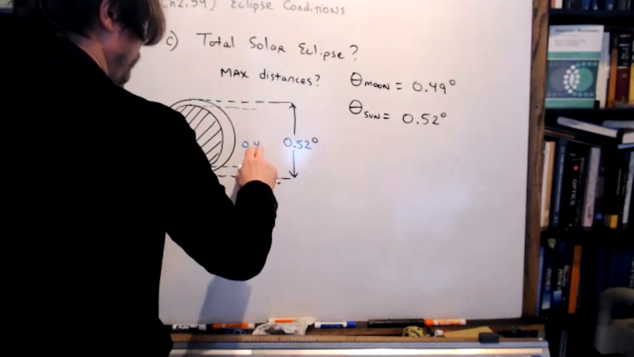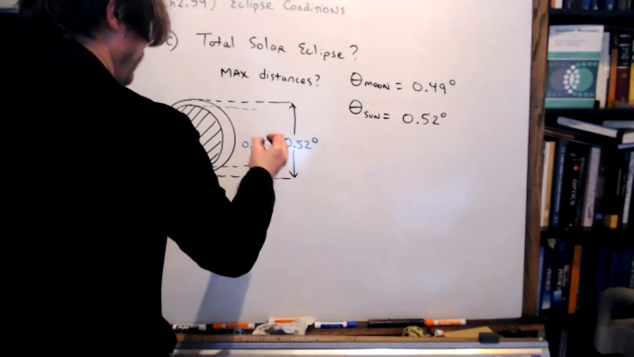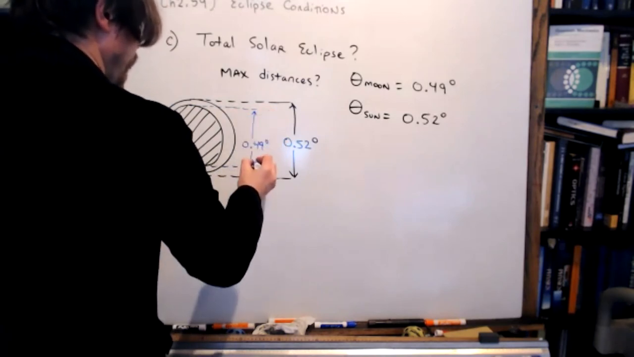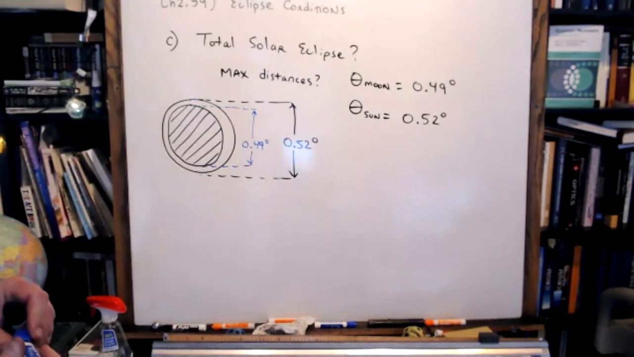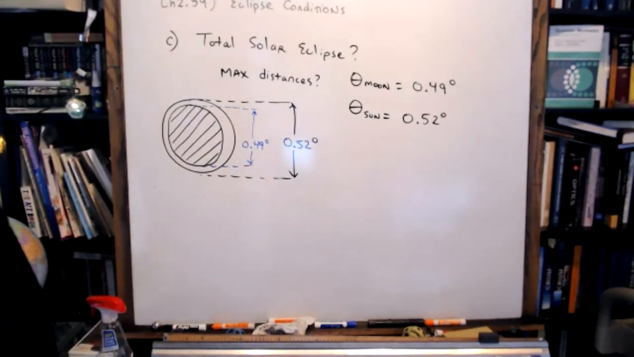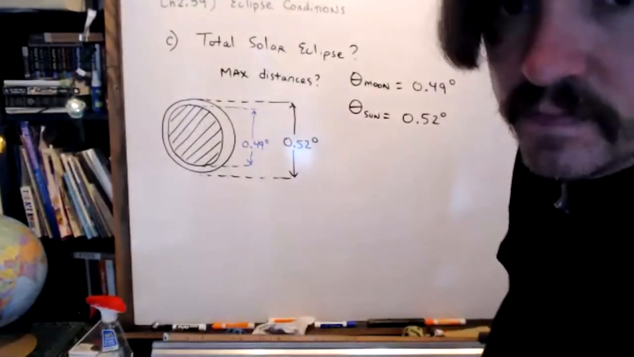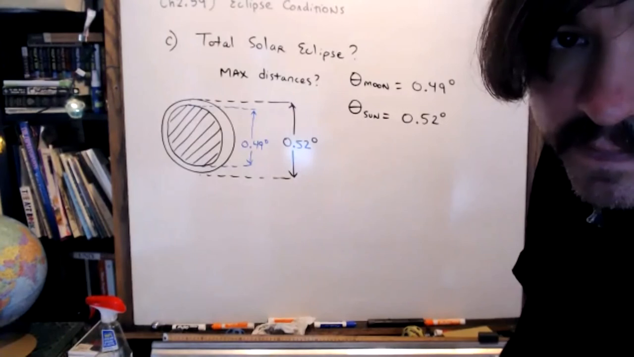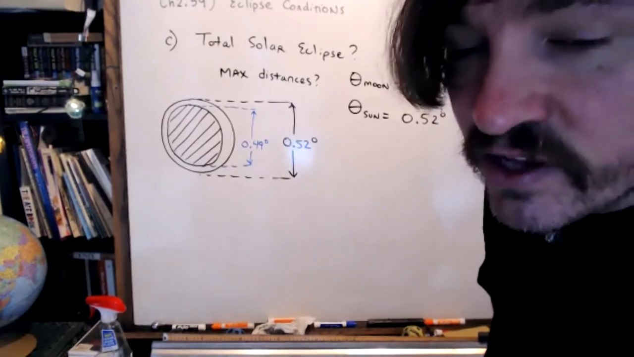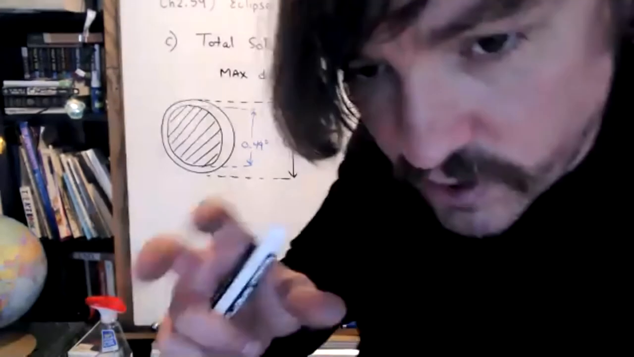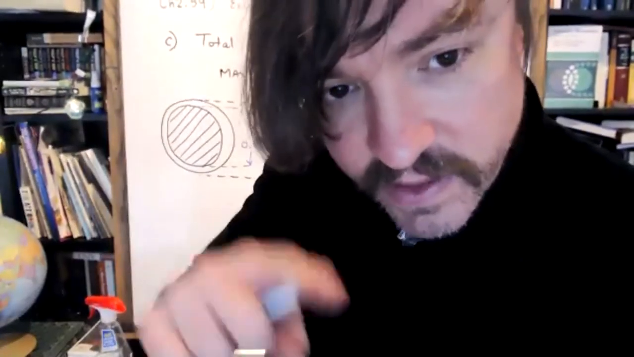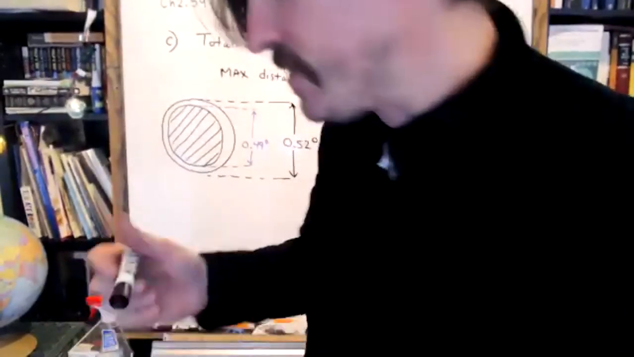Sorry, 0.49 degrees. Jenna, do you remember what that type of eclipse is called? A partial eclipse. Not a partial. Anyone? I forget. Anyone out there remember? An angular eclipse? An annular eclipse. Annular. So in Latin, an annulus is a ring. They call it the ring of fire, an annular eclipse.